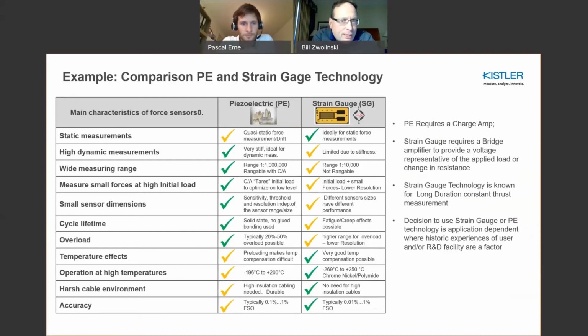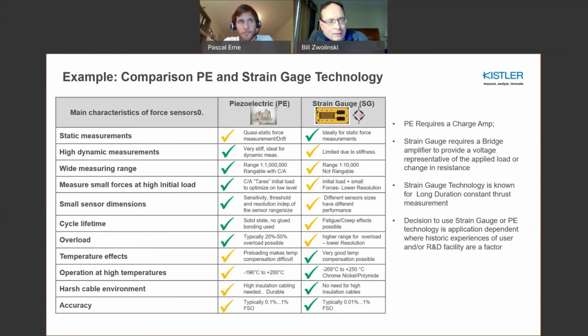Certainly, with strain gauge, they're very much optimized for static measurement, and they're absolutely good with temperature compensation because of the way you can trim these resistive bridges. They've got very good accuracy typically, and quite widely used for sure. The piezoelectric sensor certainly is quasi-static in nature, so long-term, low-level thrust measurements are probably not ideal for that, but certainly high level, longer term thrust measurements certainly would be very much possible. Very stiff, high dynamic range.